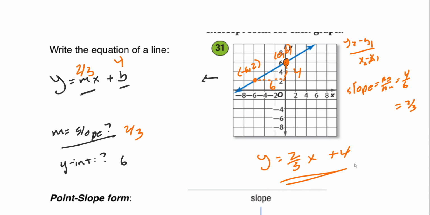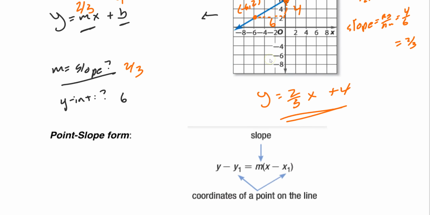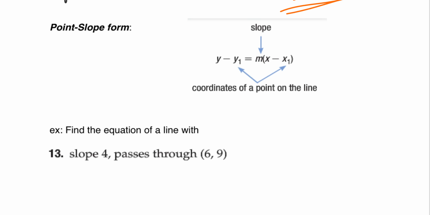So that's how you write an equation if I give you a line. If I give you a line, the easiest way to write an equation is this slope-intercept form. Find the slope, find the y-intercept. Now, if I don't give you a line, is there another way of doing this? And there is, and it's called point-slope form. Most of the time, point-slope form is going to be the easiest.